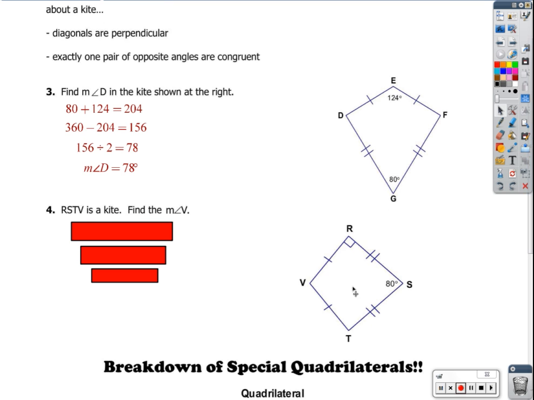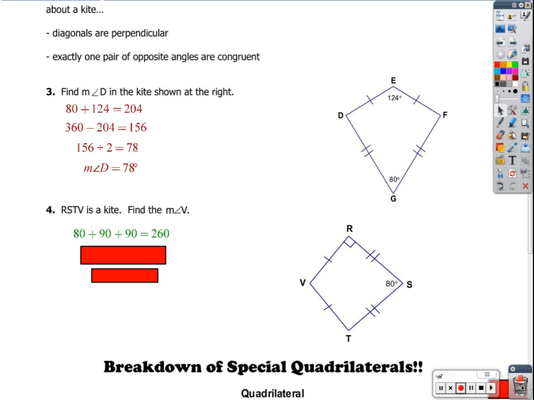When I look at kite RSTV, and I want to find the measure of V, well, I know R is 90 degrees and I know S is 80 degrees. Angle R is between the two different length sides. Angle T is also between the two different length sides, so angle R and T are the same. So if angle R is 90, angle T is 90.